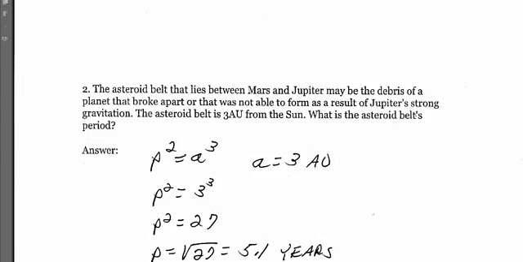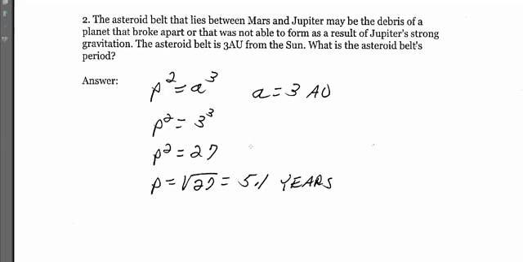All right, we want to know the asteroid belt's period, so we know this is really Kepler's third law of planetary motion, p squared equals a cubed. We know the distance from the sun is 3, so 3 cubed is 27. So we know p squared equals 27. Take the square root of both sides, and it's approximately 5.1 years. And you did a few of those in class also.